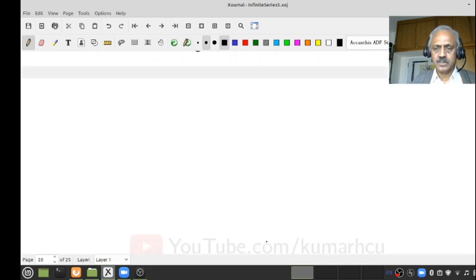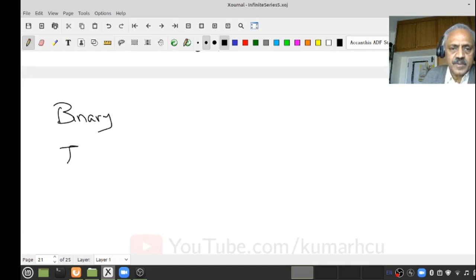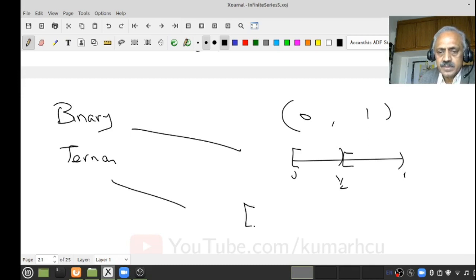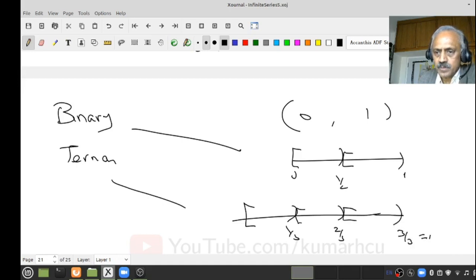Now just suppose I want to look at binary or ternary expansion. What do you think I will do? Take the same thing, 0 to 1, and make it 0 to half, half to 1. Or if ternary, this is binary. For ternary, 0 to 1 by 3, 1 by 3 to 2 by 3, and 2 by 3 to 3 by 3, which is 1.